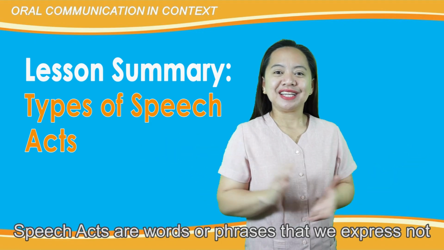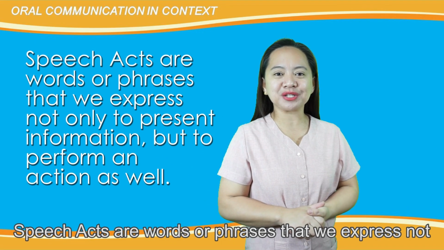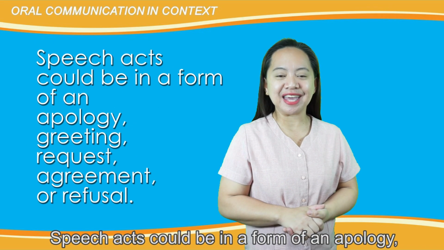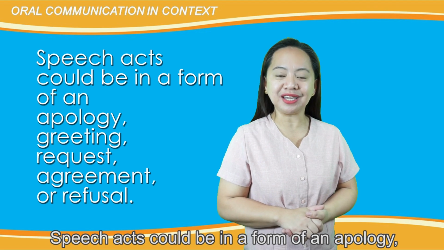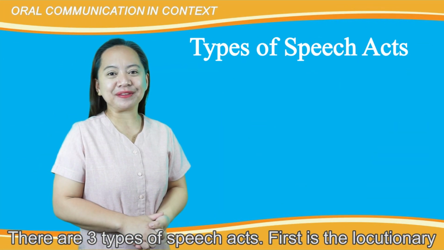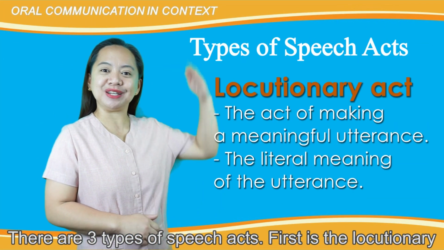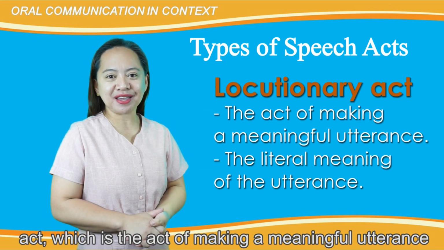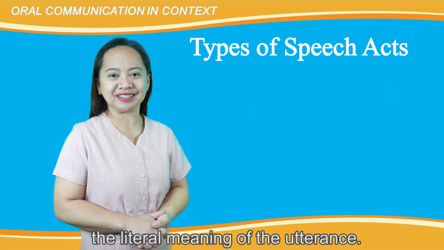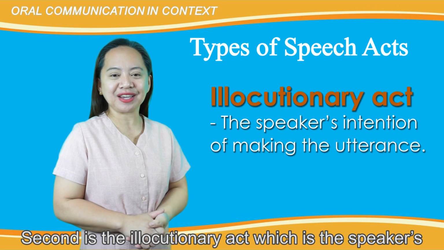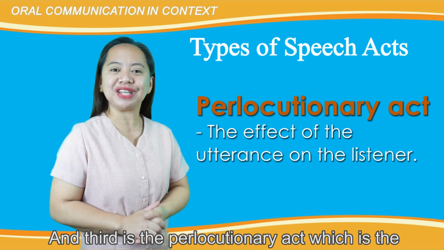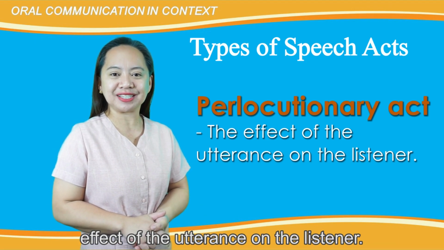To summarize, speech acts are words or phrases that we express not only to present information but to perform an action as well. Speech acts could be in the form of an apology, greeting, request, agreement, or refusal. And there are three types of speech acts. First is the locutionary act, which is the act of making a meaningful utterance, and it is also defined as the literal meaning of the utterance. Second is the illocutionary act, which is the speaker's intention of making the utterance. And third is the perlocutionary act, which is the effect of the utterance on the listener.